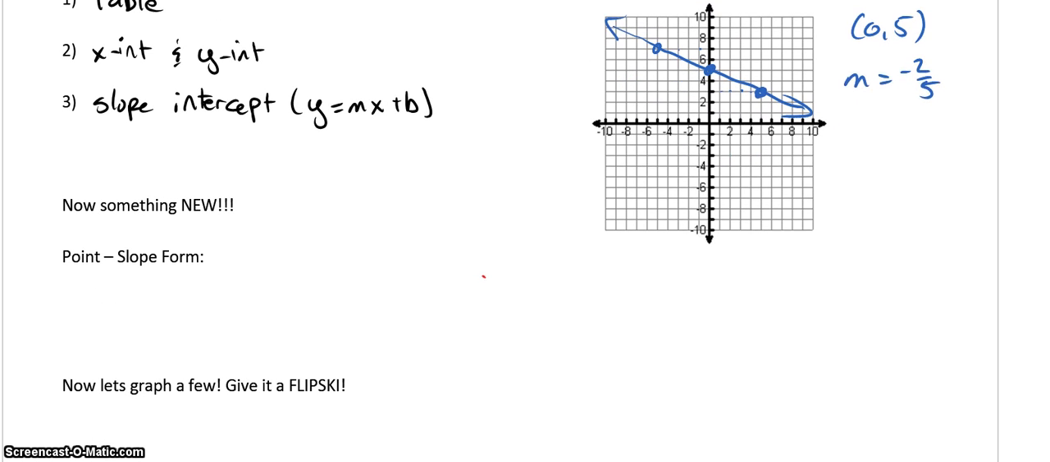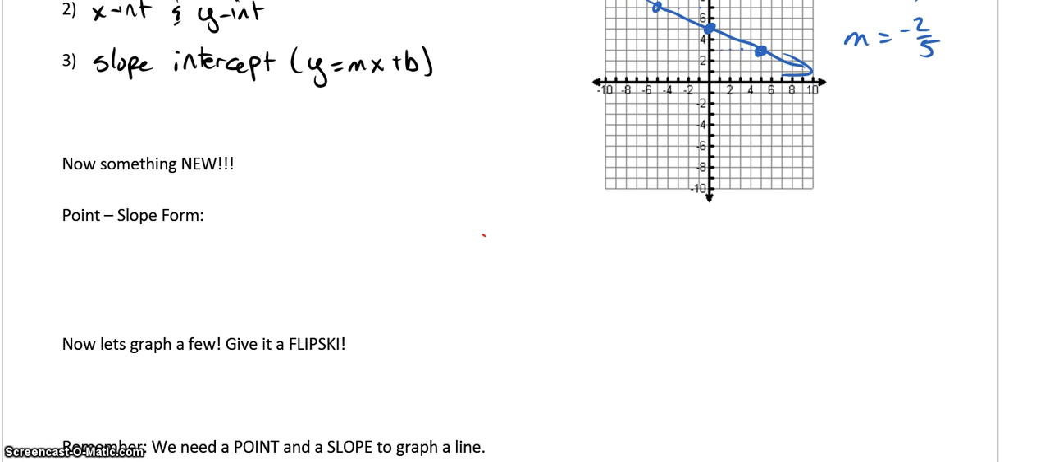New stuff. The new way we're going to learn how to graph, the new form we're going to look at is point slope form. Here's the general form for point slope form. It says y minus y1 equals m times x minus x1. Now, like most things in math, math people are not normally very creative, so the name point slope form tells you what information you need to write this form of a line.